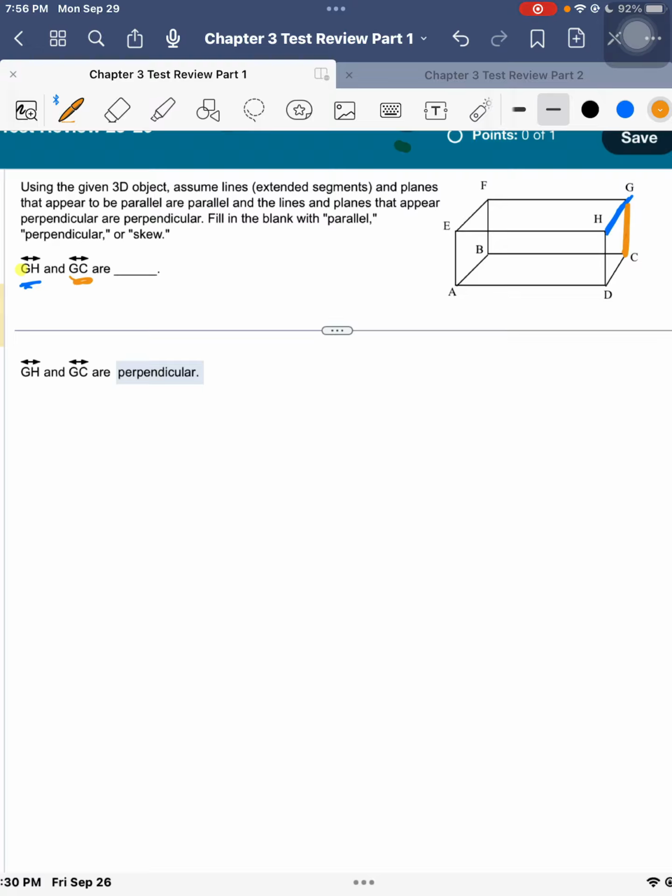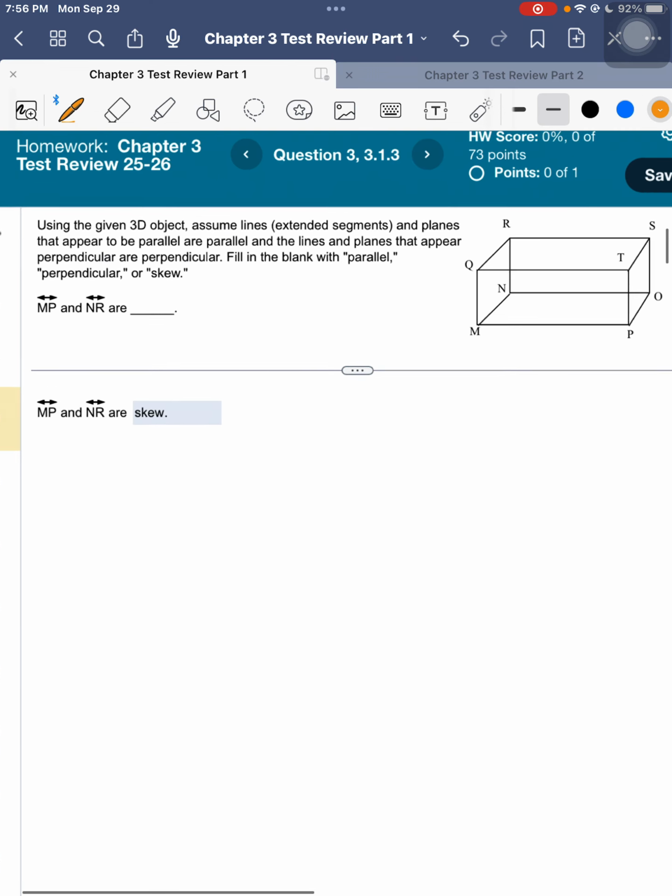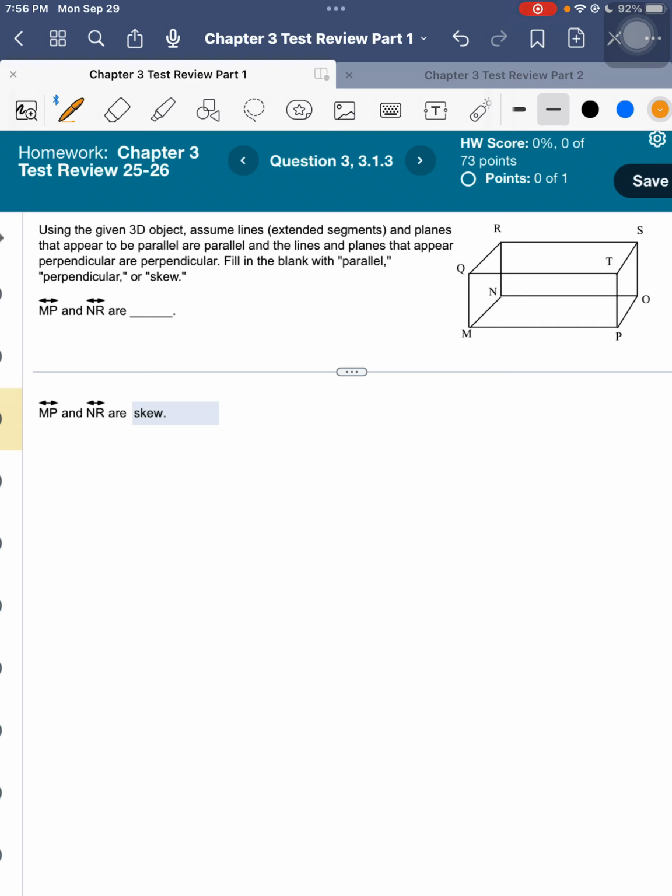What angle do these two guys form? Are they perpendicular? Are they parallel? Or are they skew lines? Remember, skew means that it's not perpendicular, not parallel, and not intersecting. So here we can clearly see that there is a 90-degree angle that gets formed here and here. So the answer is perpendicular.